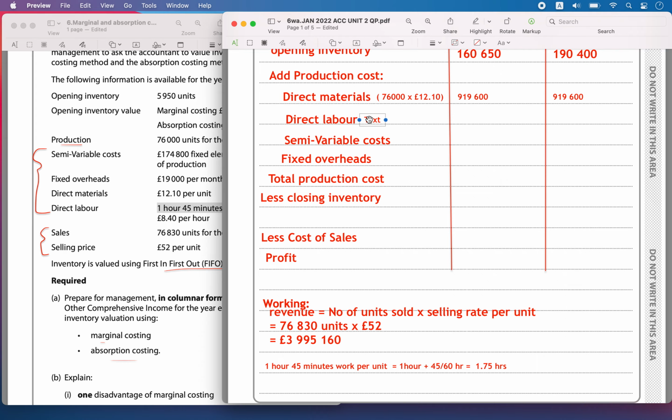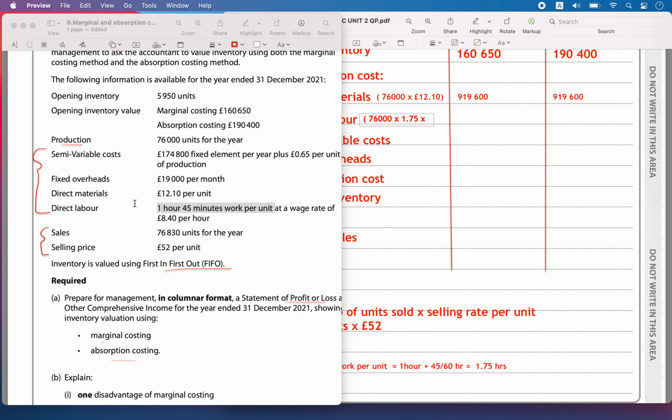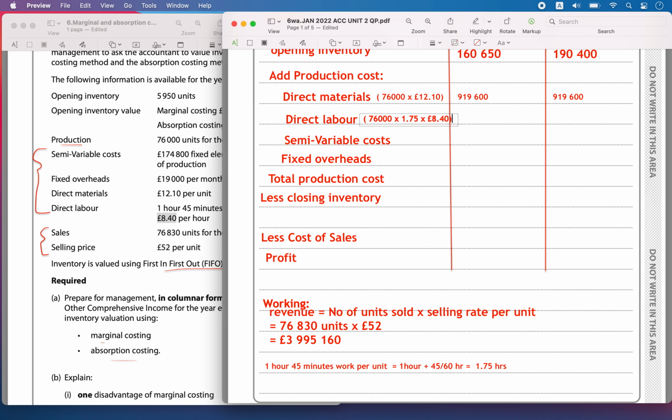So the labor cost is going to be equal to, they are going to produce 76,000 units and they are going to work for 1.75 hours and the rate paid per hour is 8.40. So that is the rate paid. So that is going to be equal to 117,200. So let's write this labor cost. So the labor cost is 117,200. So the labor cost is the same for both, 117,200.